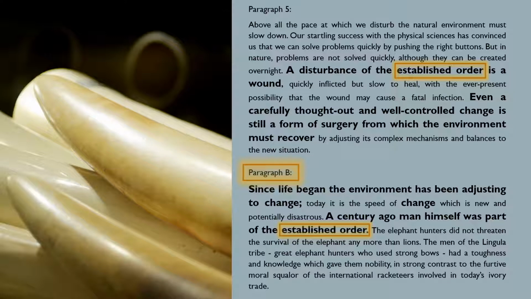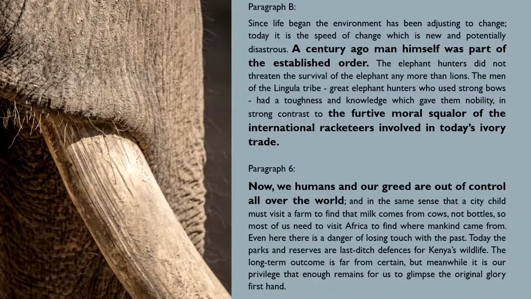The second thing that links these two paragraphs is the idea of change. At the end of paragraph 5, the writer mentions how even carefully considered change has consequences for the environment. Paragraph B continues this line of thought, saying how nature has always had to adapt to change, but the pace of this change is now out of control.